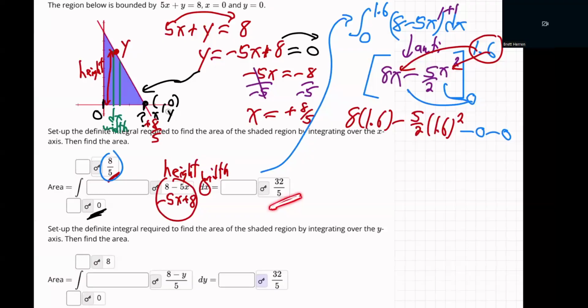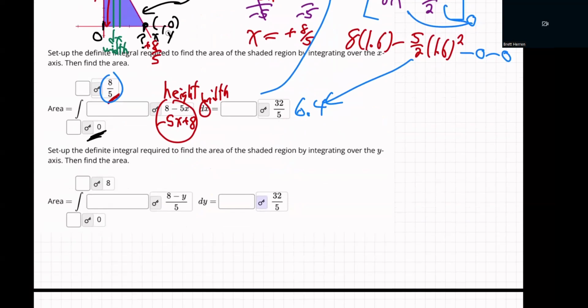And that's what this is. This is 32/5, same thing. It's also 6.4. All right. So we get that answer. Now, the second part is where things get a little more tricky.